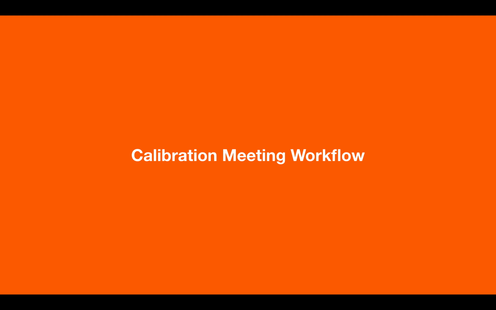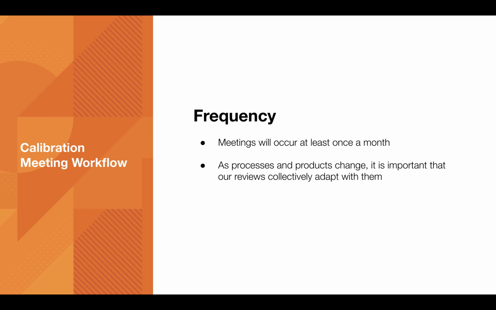Now let's take a look into a typical calibration meeting workflow. Keep in mind that the setup and frequency of these meetings can evolve over time with the changing needs of our business. Calibrations will be held on an ongoing basis. Having consistent meetings helps promote continuous alignment. As our processes and products change, it's important that our reviews adapt with those changes to continue to provide value.